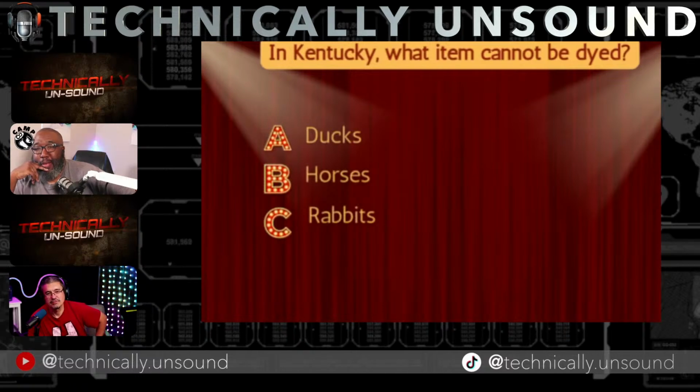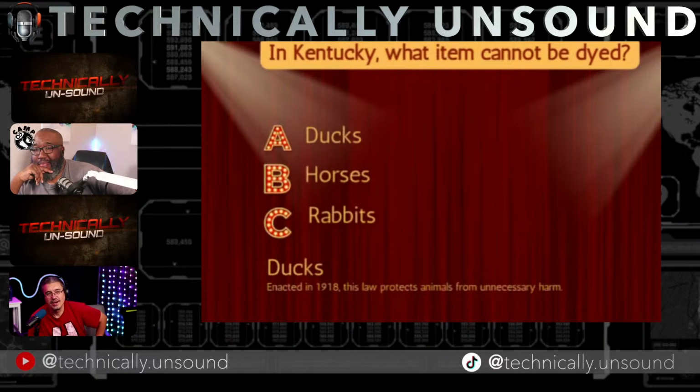In Kentucky, what item cannot be dyed? I would say rabbits. Rabbits, yeah. Oh, shit. 1918, this law protects animals from unnecessary harm. So it's okay to dye rabbits and horses, but not ducks?